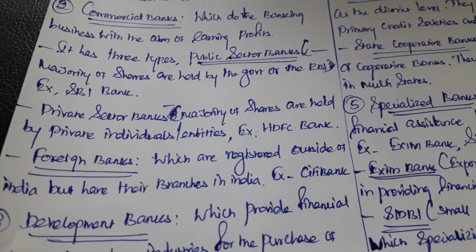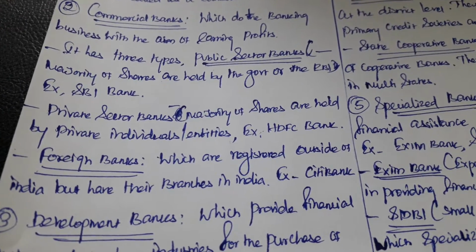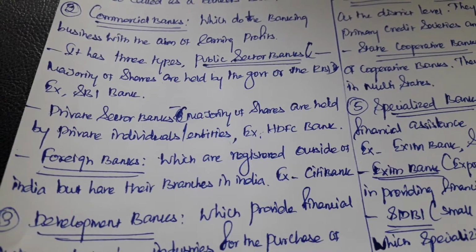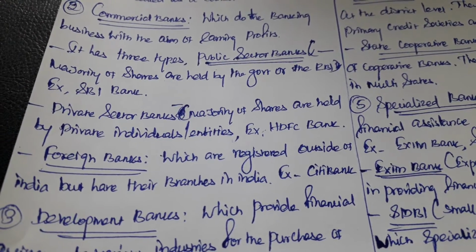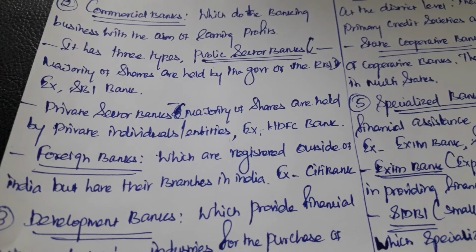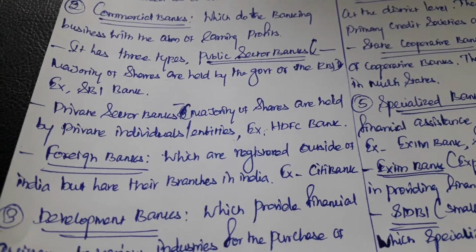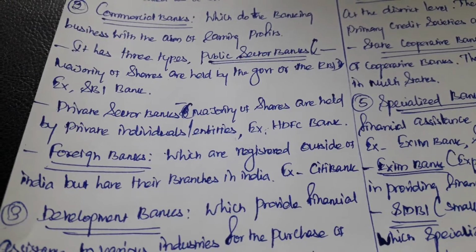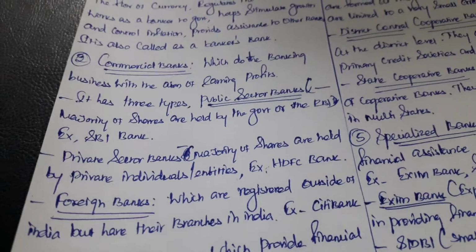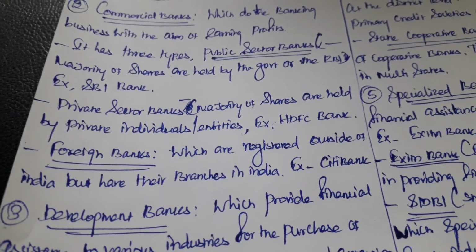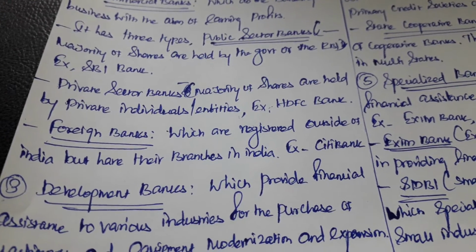The next one is the private sector banks, in which the majority of shares are held by private individuals or entities. Example, the HDFC Bank. The next one is the foreign banks, which are registered outside of India but have their branches in India. Their head office is located in foreign countries, but their branches operate here in India.